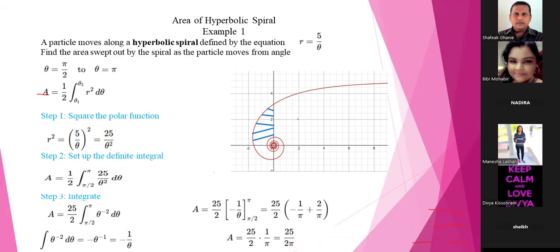So now we have 25 over 2 times the integral of 1 over theta squared d theta. Then we evaluate the antiderivative, negative 1 over theta, between the limits. And finally, we multiply the results by 25 over 2. So the final area will be approximately 3.398 square units. So that is for example 1.